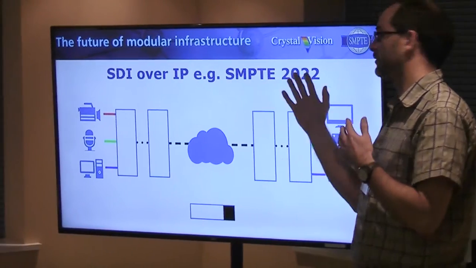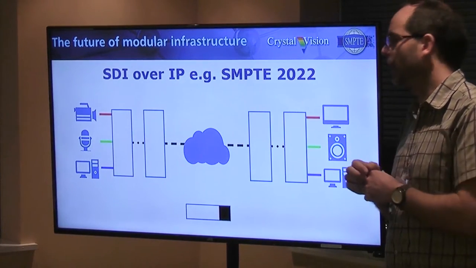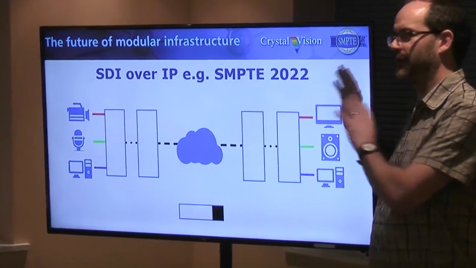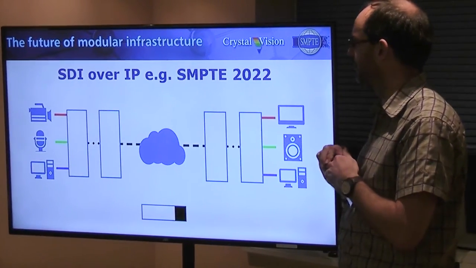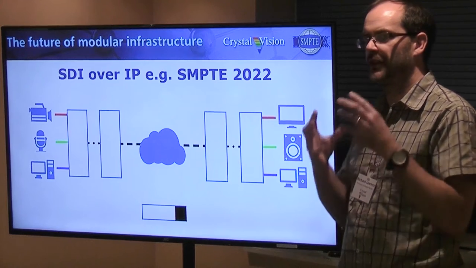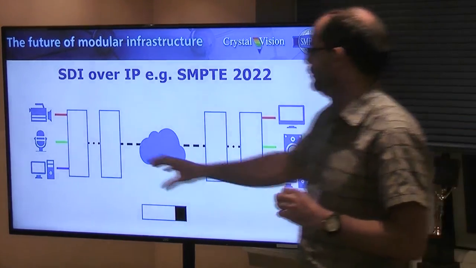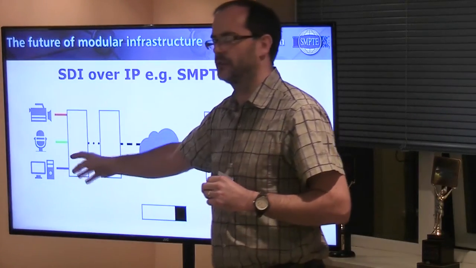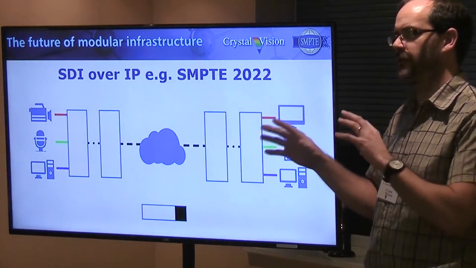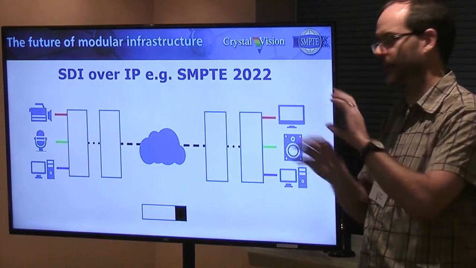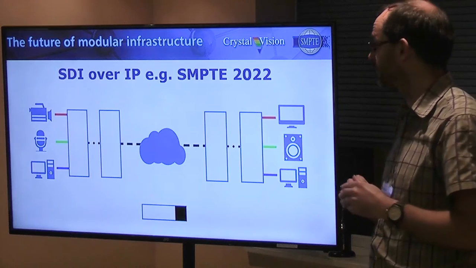SDI over IP, this is probably the one that most people would have heard of. So EG SMPTE 2022. There are other versions of this, but for the sake of it, what that does is, as the name implies, keeps the SDI concept in there. So this block is doing the exact same job as before. It takes the video, puts it into the bottom right hand bit, takes the audio, puts it in the Hank and Vank, and puts the data.